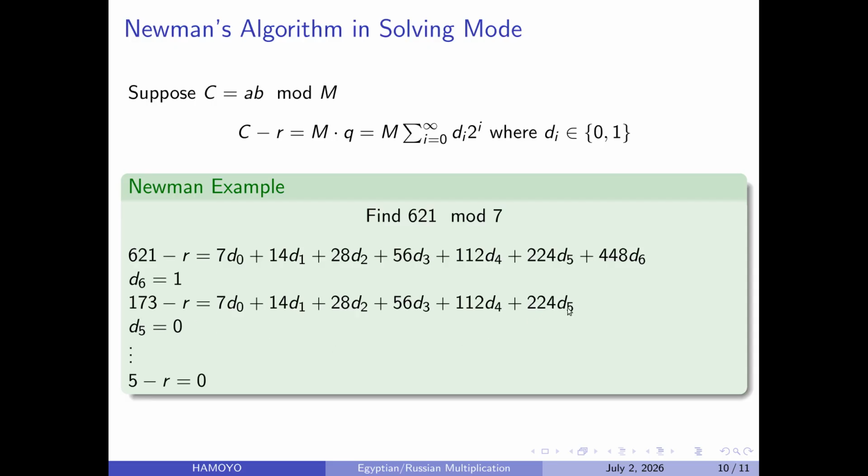When D5 is 0, this goes out, and our relation maintains, and then we have 173 minus R, 7 D naught plus this up to this on the next line, so D4. And because 112 is lesser than 173, we do D4 is equal to 1, then we subtract, and so on and so forth until we get to our final solution, which is 5 minus R is equal to 0. So essentially our remainder is equal to 5.